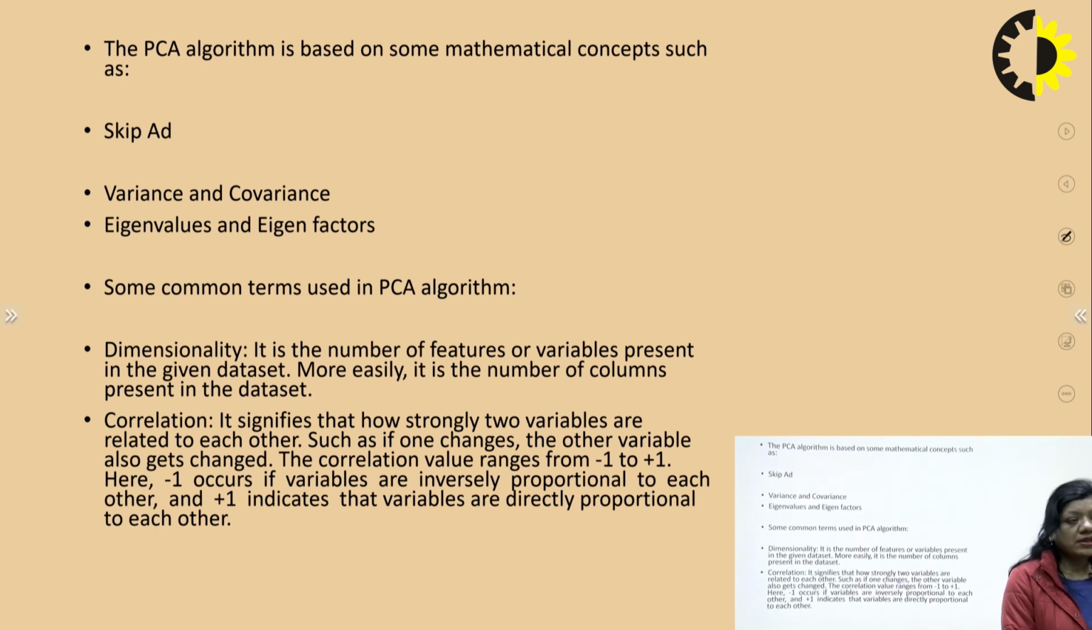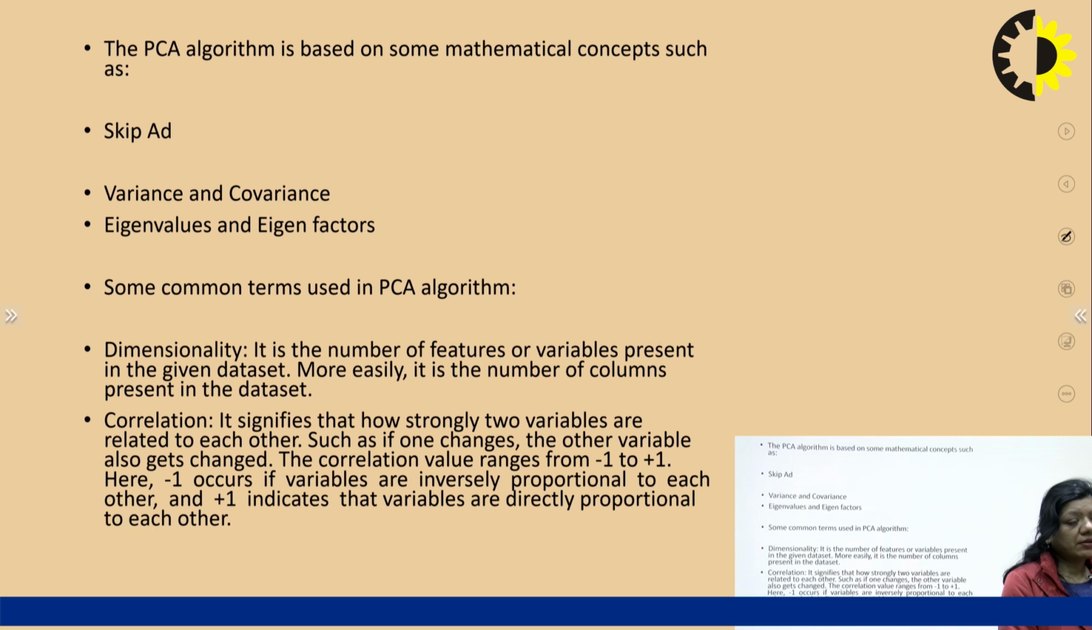The PCA algorithm is based on some mathematical concepts such as scaling, variance and covariance, eigenvalue and eigenvector, and factor, and some commonly used terms in the PCA algorithm are dimensionality and correlation. So what is dimensionality? Dimensionality is the number of features or variables present in the given data set. More simply, it is the number of columns present in the data set.